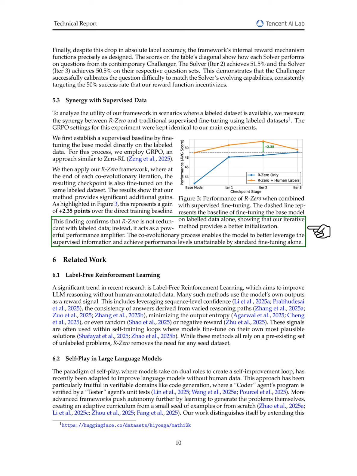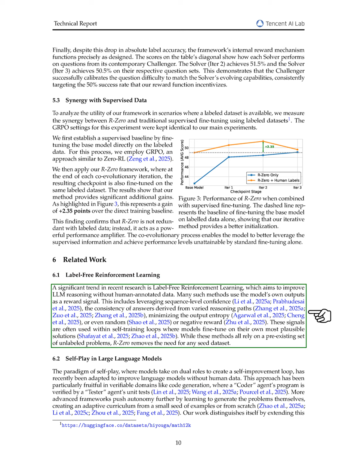Section: Label-Free Reinforcement Learning. In this section, we discuss label-free reinforcement learning, a growing area of research focused on enhancing large language model (LLM) reasoning without needing human-annotated data. Many methods in this field utilize the model's own outputs as a reward signal. This can involve using the model's confidence in its sequences, checking the consistency of answers from different reasoning approaches, reducing output uncertainty, or even applying random or negative rewards. These signals are often part of self-training loops, where models refine their most likely solutions. However, our approach, R0, eliminates the requirement for any initial dataset.